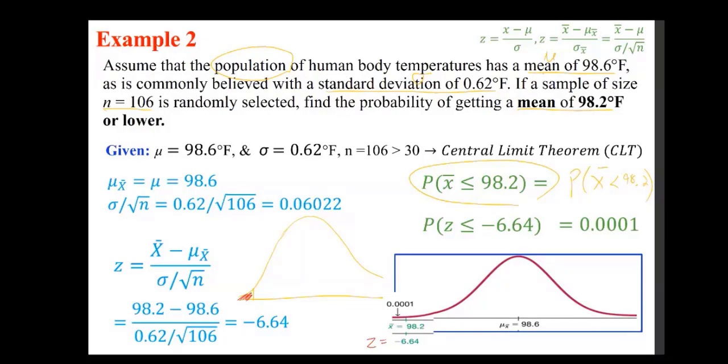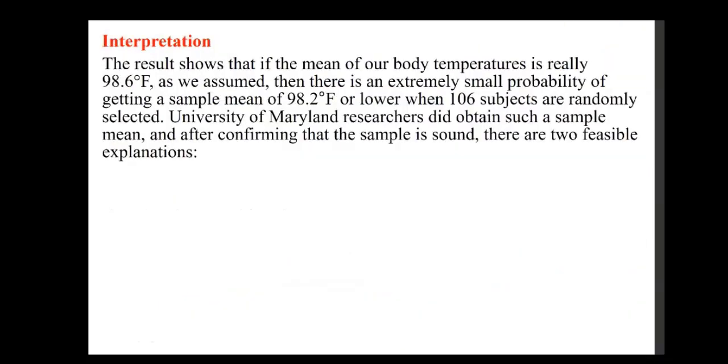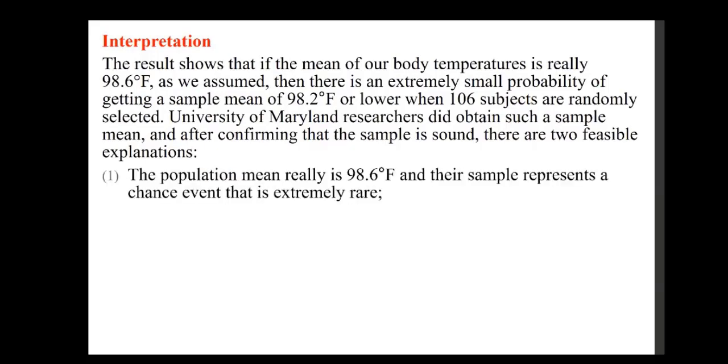So let's see the interpretation of that. The result shows that if the mean of our body temperatures is really 98.6 Fahrenheit, as we assumed, then there is an extremely small probability of getting a sample mean of 98.2 Fahrenheit or lower when 106 subjects are randomly selected. University of Maryland researchers did obtain such a sample mean, and after confirming that the sample is sound, there are two feasible explanations. What's the first one?